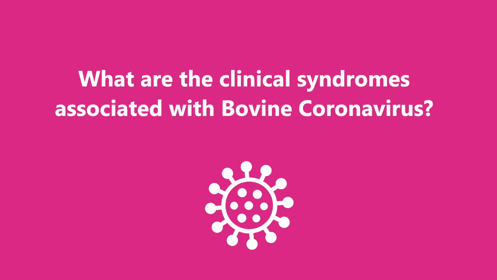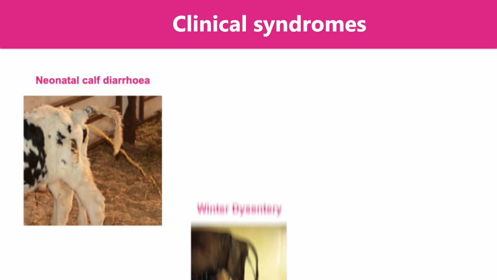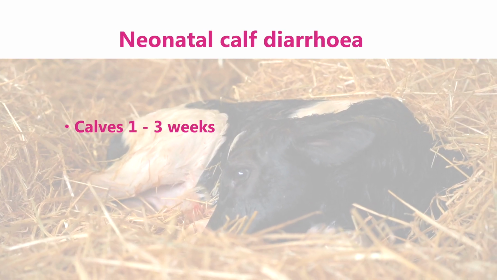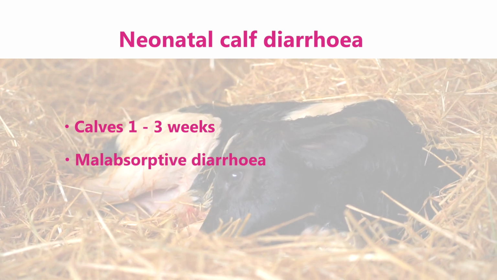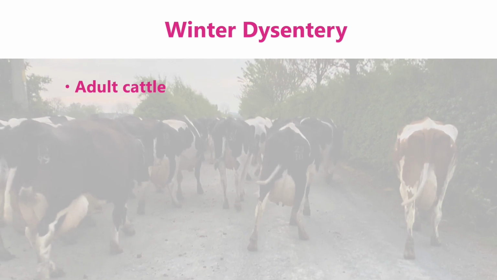Bovine coronavirus is associated with three distinct clinical syndromes: neonatal calf diarrhea, winter dysentery, and bovine respiratory disease. Neonatal calf diarrhea associated with coronavirus typically occurs in calves 1 to 3 weeks of age, and it results in a malabsorptive diarrhea as the virus replicates in the epithelial cells of the small intestine and the large intestine. Winter dysentery, on the other hand, is associated with adult cattle.